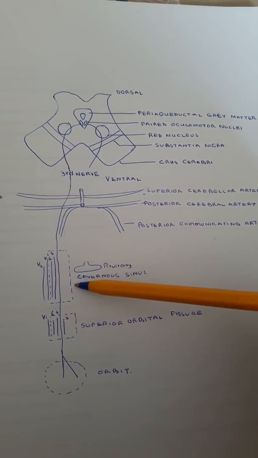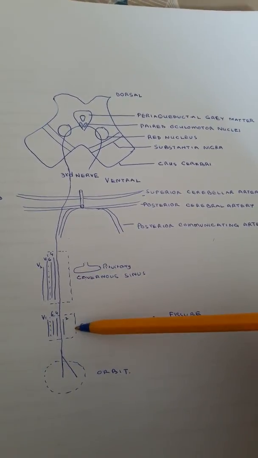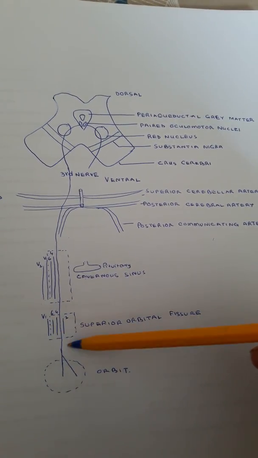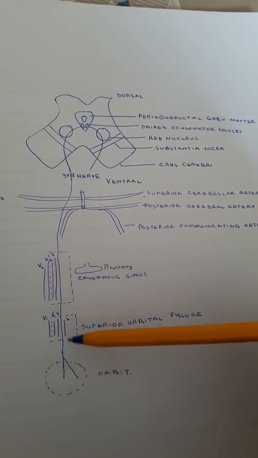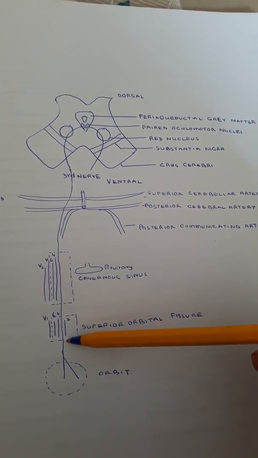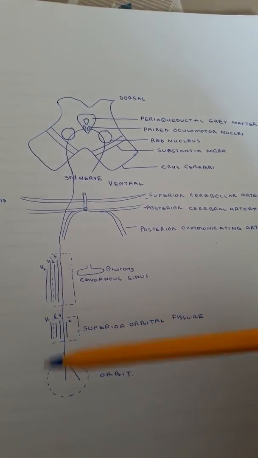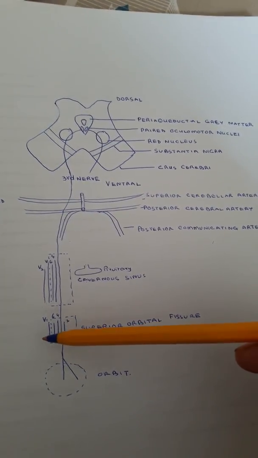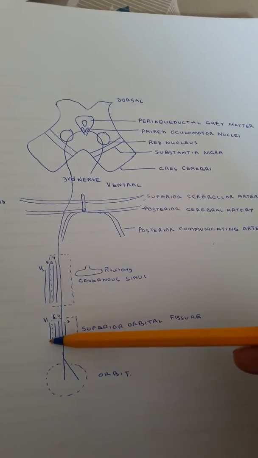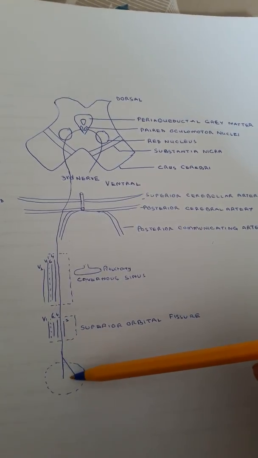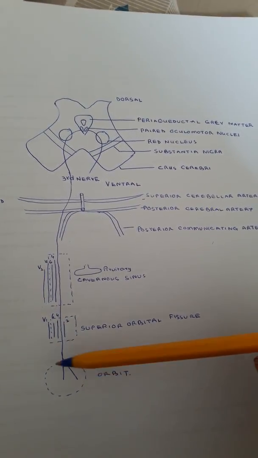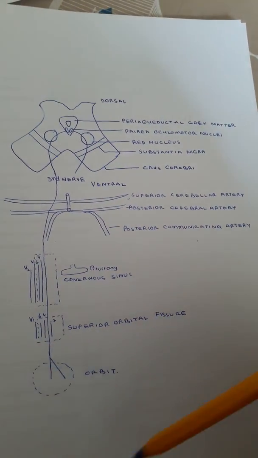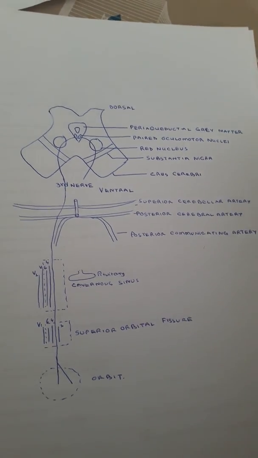From the cavernous sinus, it enters through the superior orbital fissure into the orbit. Here there is some change in the organization, basically coming in contact with the second nerve, that is the optic nerve, third nerve, simultaneously with the fourth and the sixth, but only the V1 distribution is there. Before entering into the orbit, it divides into the superior and the inferior divisions. This is the simple diagram of the pathway of the third nerve.